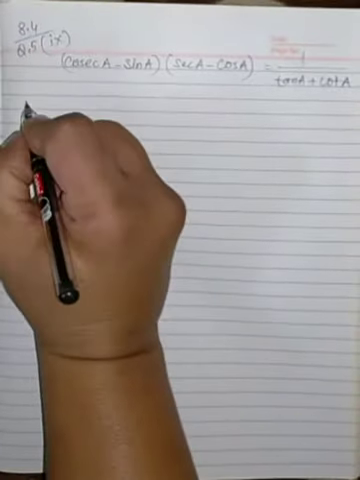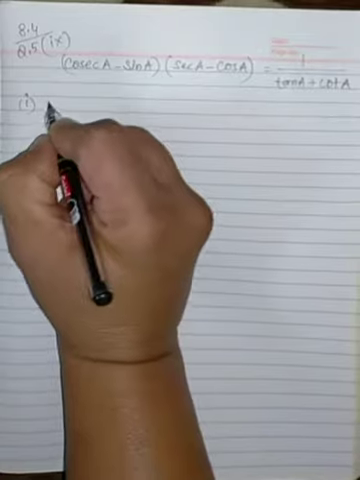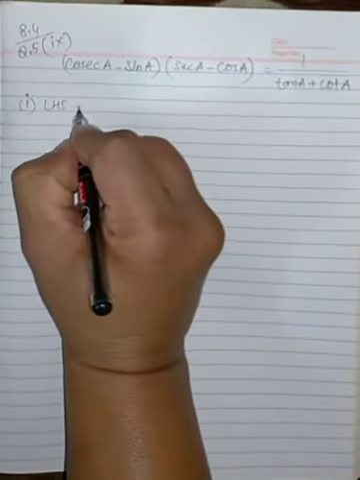Exercise 8.4, question number 5, ninth part, in which we have to prove that (cosec A minus sin A)(sec A minus cos A) is equal to 1 upon (tan A plus cot A). And we have to solve both the sides, both the parts, LHS and RHS separately. So first we will solve the LHS part. You can solve RHS also as per your choice.